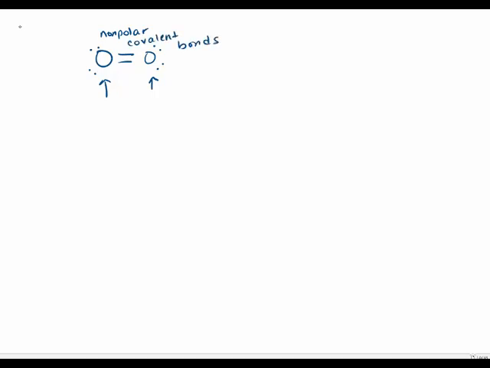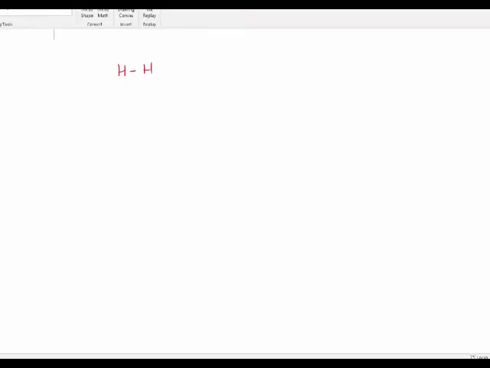They do not have a partial positive. They do not have a partial negative. They are nonpolar covalent bonds because those two atoms of oxygen share the electrons equally. Same thing can be said for diatomic hydrogen. This is the Lewis structure for diatomic hydrogen, and each of those atoms shares those electrons equally. That is a nonpolar covalent bond.